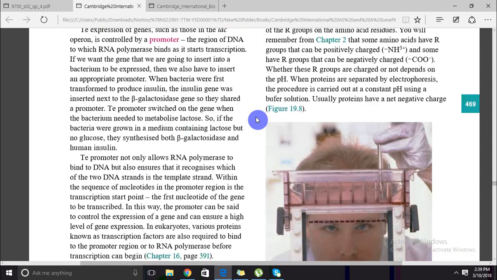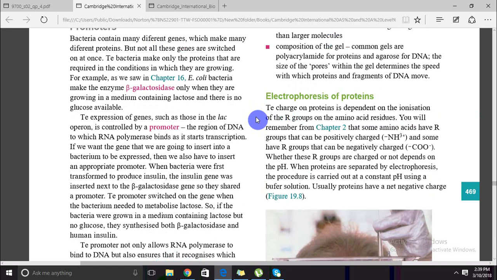So we can carry out electrophoresis of both proteins as well as nucleic acids. So let's study proteins first. What does the charge on a protein depend on? Well, it depends on the ionization of the R groups on the amino acid residues, and you know there are many different kinds of R groups.